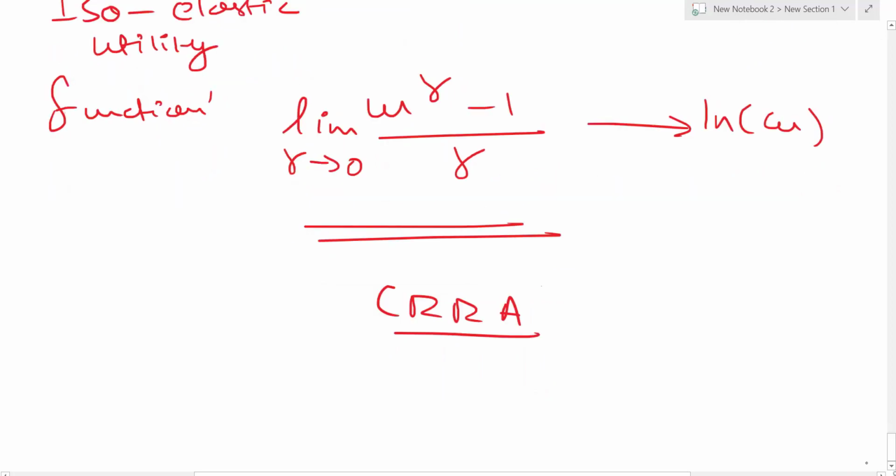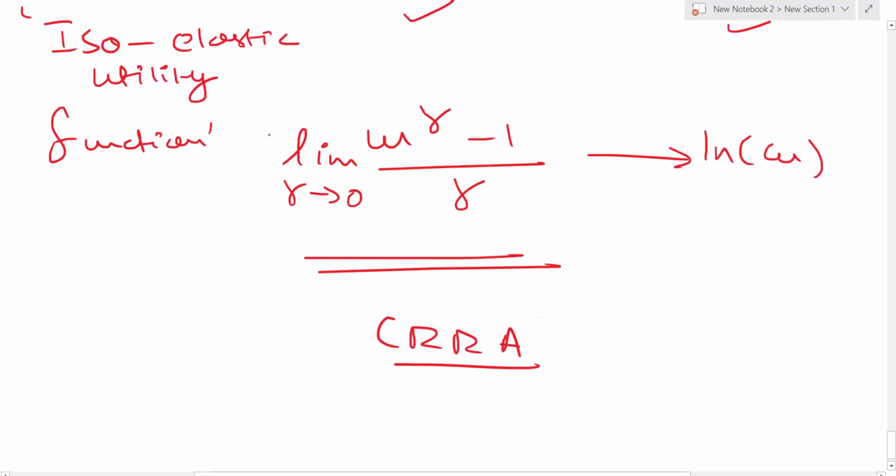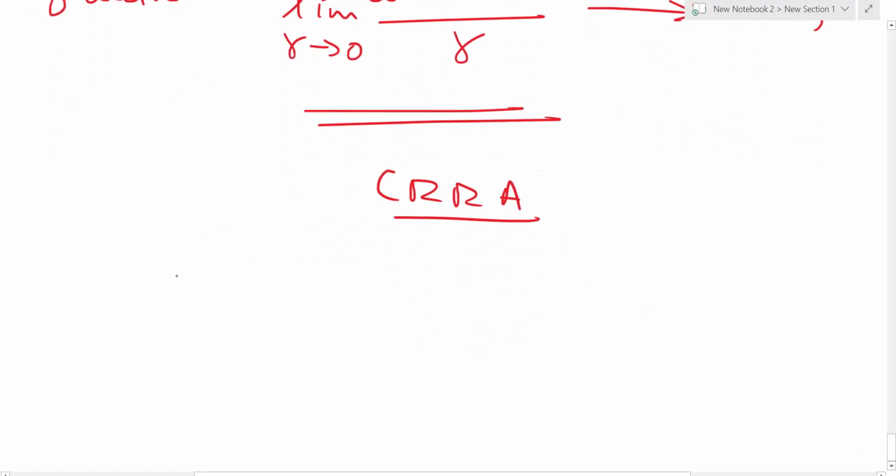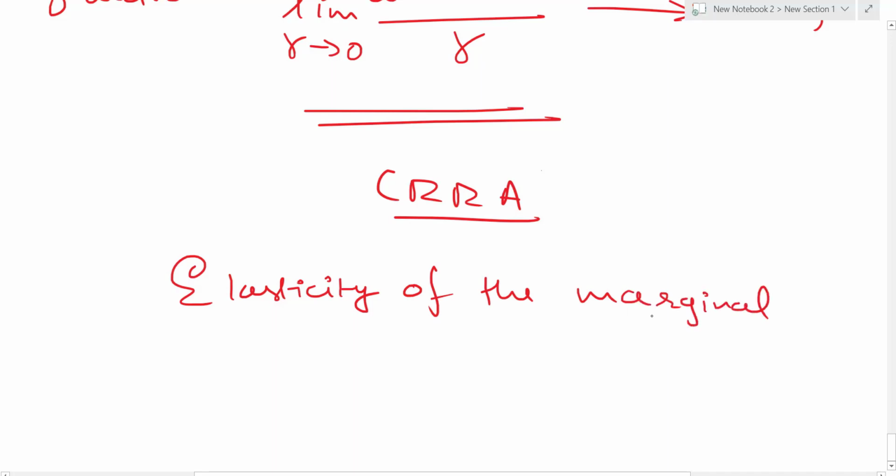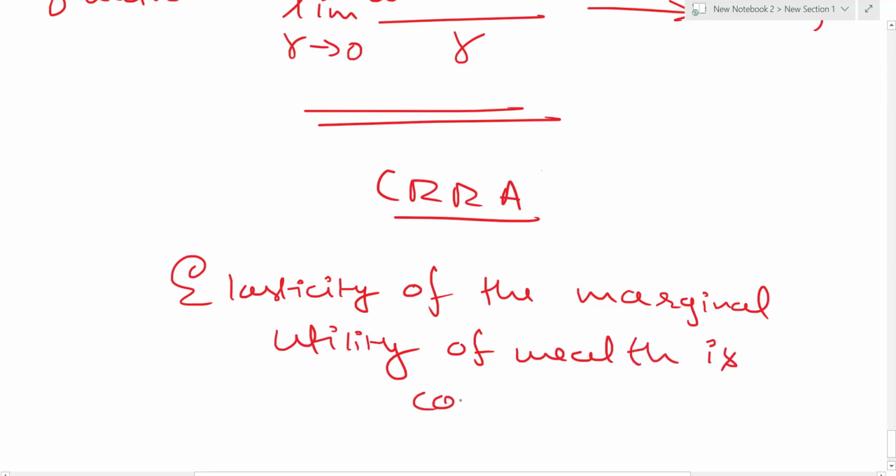Now why are these called isoelastic utility functions? Because the elasticity of the marginal utility of wealth is a constant in these cases. The elasticity of the marginal utility of wealth is constant in both of these cases.